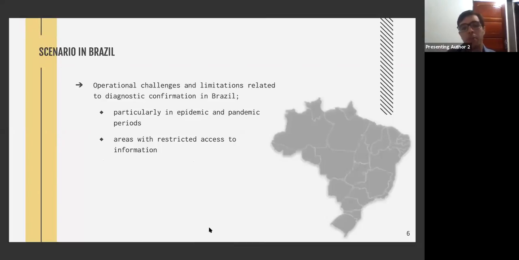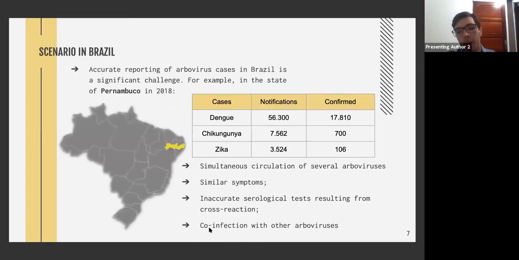As we said, arbovirus is more common in tropical and subtropical regions. One example is our country, Brazil, a tropical country. In Brazil, we don't have only the problem of the disease itself. We also have some technical limitations that make it more difficult to correctly confirm cases of arbovirus, particularly in epidemic and pandemic periods and in areas with restricted access to information. These problems combined with the arbovirus itself make it more difficult.